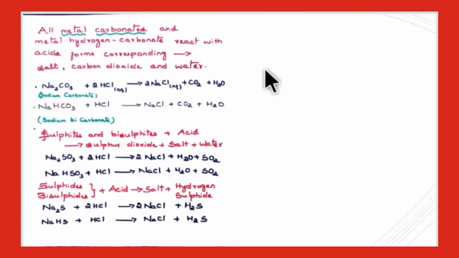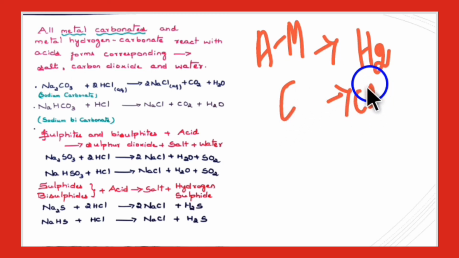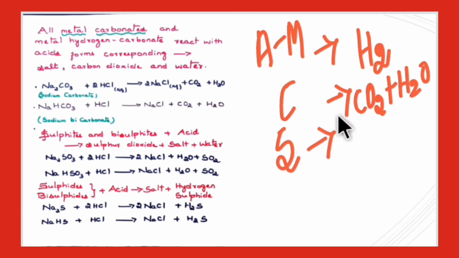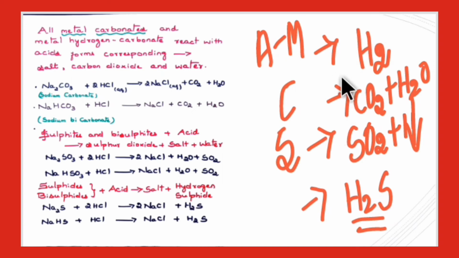Let us recall these very important points. When acids react with metals, they give out the respective salt plus hydrogen gas, H2. And when acids react with metal carbonates and metal hydrogen carbonates, when you hear about carbon, just remember carbon dioxide and water with respect to the salt. Then when acids react with sulphites and bisulphites, they give the respective salt plus SO2, sulfur dioxide, and water. Then when acids react with sulphides, they give out the respective salt plus hydrogen sulfide gas. So these are the very important points. You have to remember this.